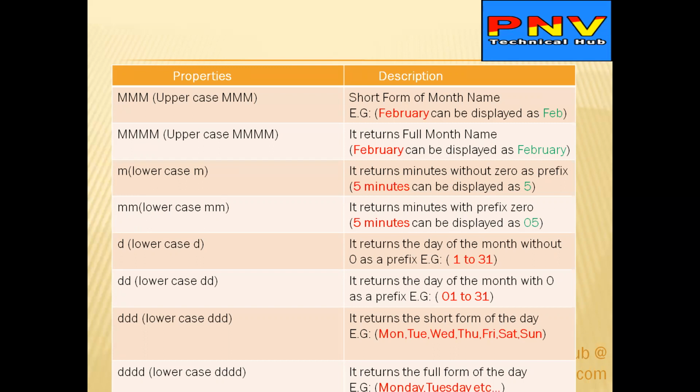And if you use a small m, you don't have any zero as a prefix; double m means you will get the prefix. Like if it is a 5, then it can be represented as 05 if you use double m. Lowercase d is nothing but your day, 1 to 31, so you don't have any prefix. If you use double d, you will have a prefix like 01. If you use triple d, you have a short form of your days, like Mon, Tue, Wed. And if you use four d's, then the full day name will be displayed: Monday, Tuesday, Wednesday, Thursday, like that.